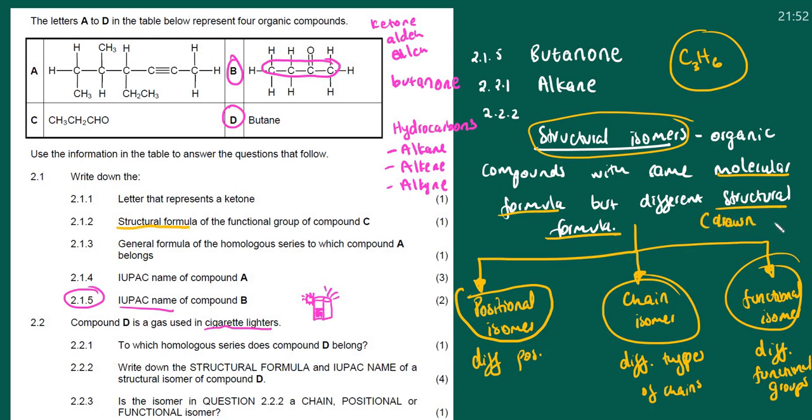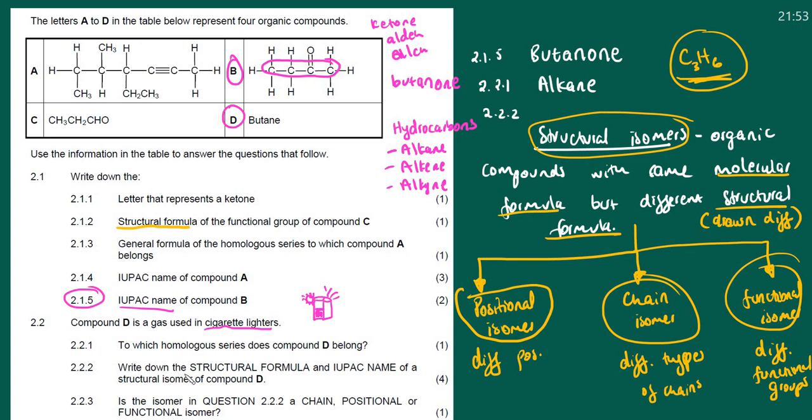They are drawn differently. Now, how are they drawn differently? You might find that the position of the functional group is not the same. Then we give them a specific name: positional isomers. Or you might find that when you draw them, they have different types of chains. The other one has a longer chain length, this one has a shorter chain length, but they have the same molecular formula. Then we would call them chain isomers. And then you might find that the functional group of one is not the same as the functional group of the other. Then that tells you that those ones are functional isomers.